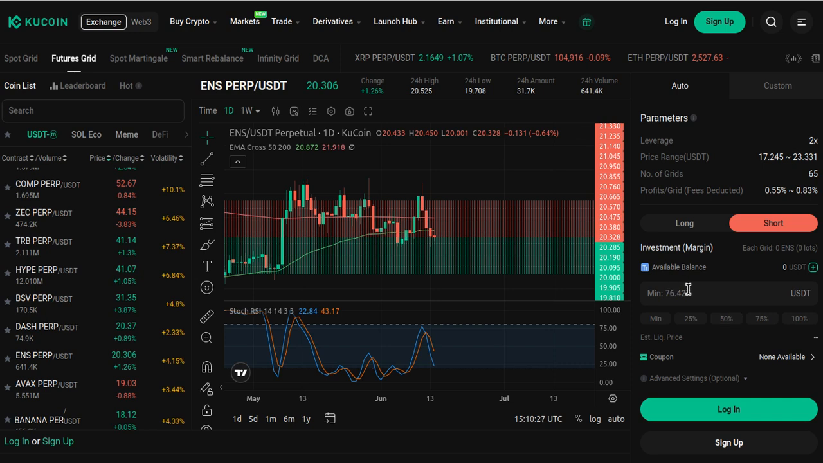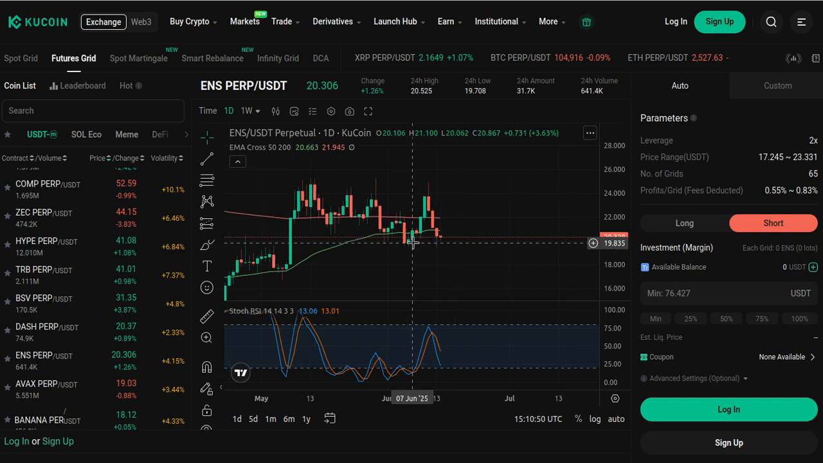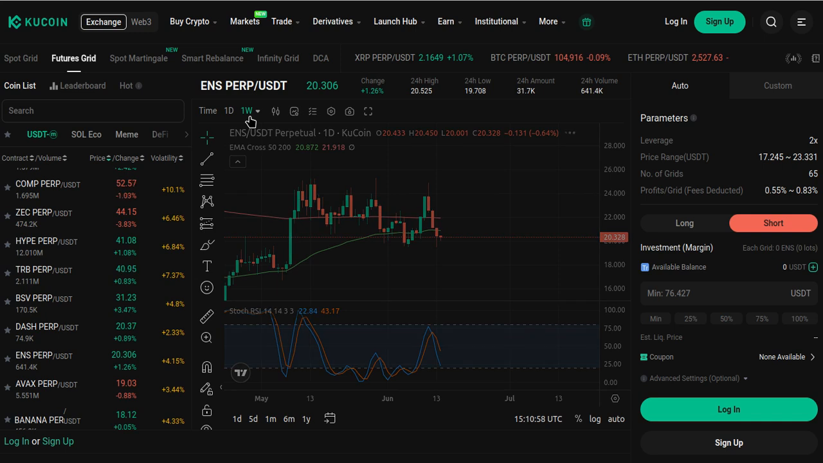$50. So I think you'd make about 15% on this trade. 15 to 30% on the grid. So yeah, definitely the ENS perpetual contract is definitely a good short sale.